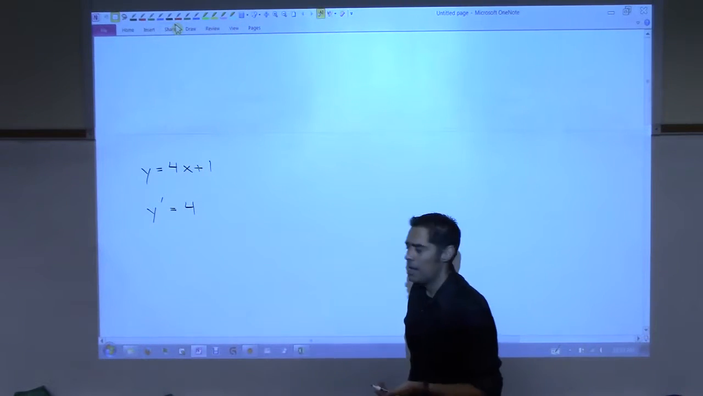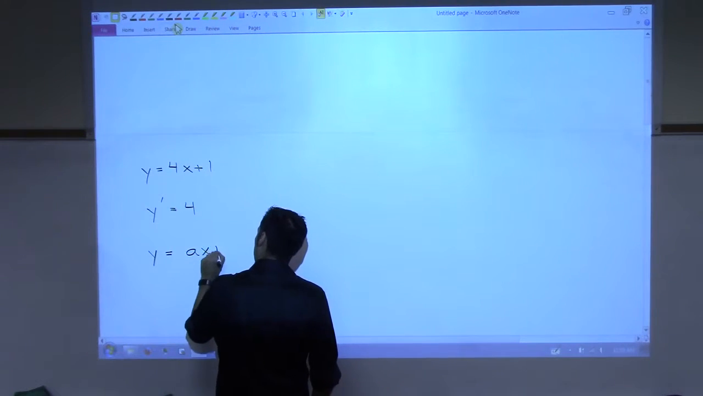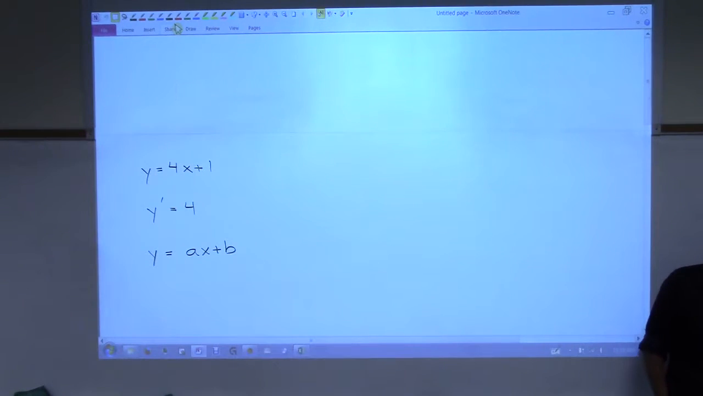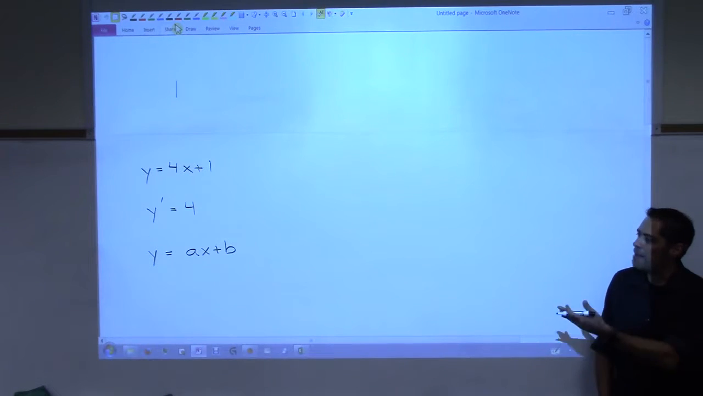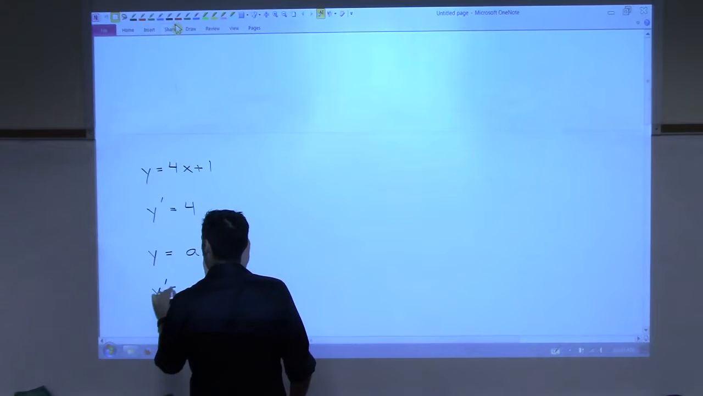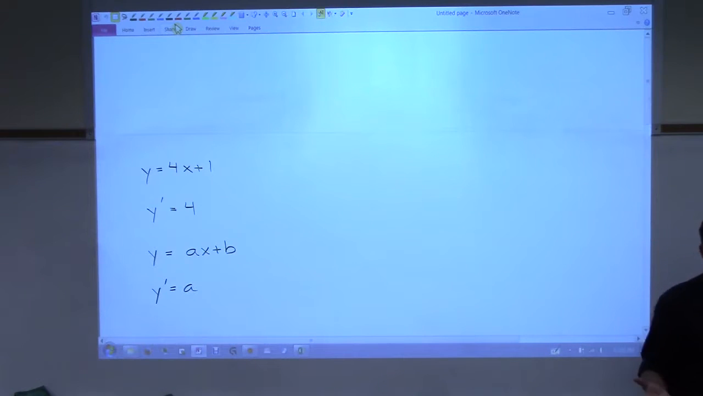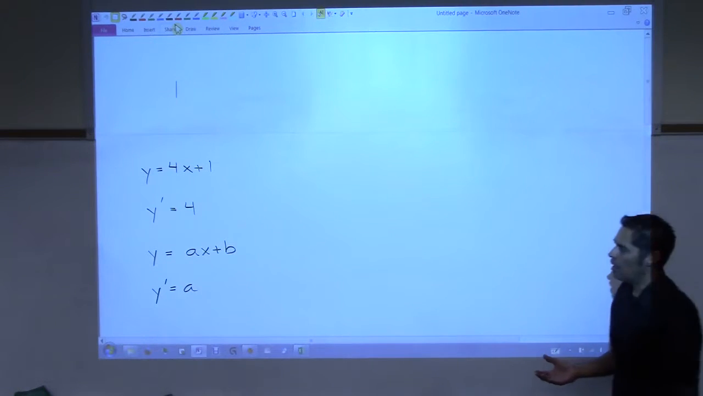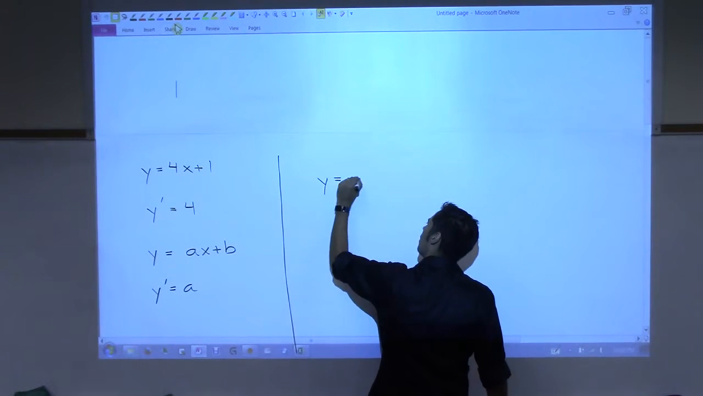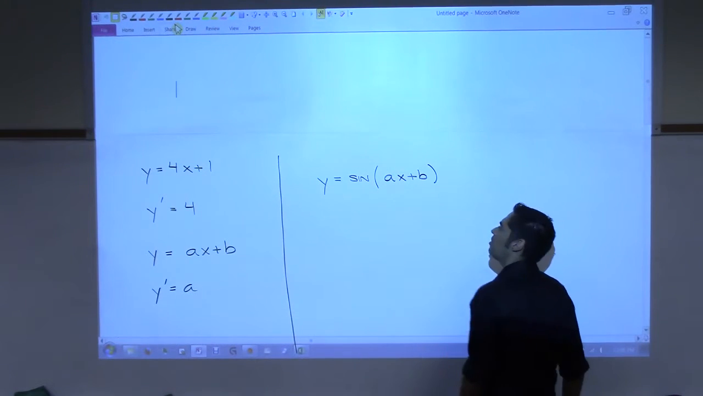In fact, if I give you y is equal to any linear expression, ax plus b, I could have used mx plus b, where m is the slope of the line, but let's just say a and b are constants here. What would the derivative of this be? Just a, right? It's just going to be the number that was in front of x, because the derivative of b is going to be 0. Yes? All right, so with that in mind, I would like to know if someone gives you sine of a linear expression, what the derivative of it will be.